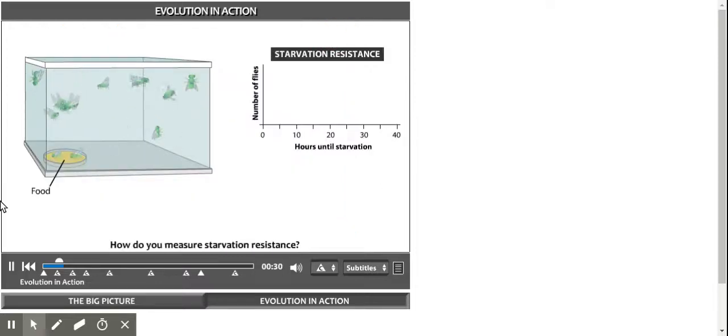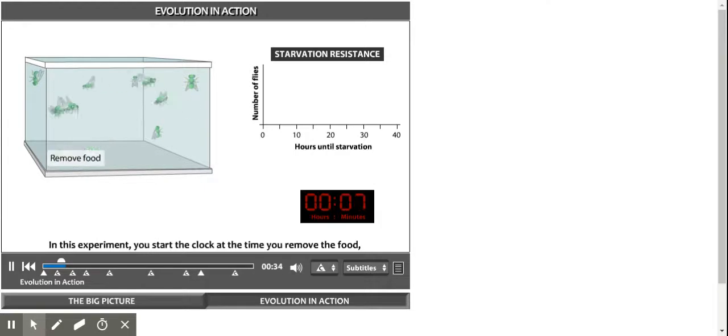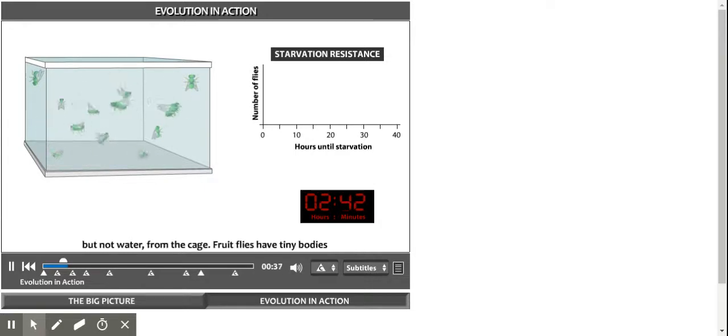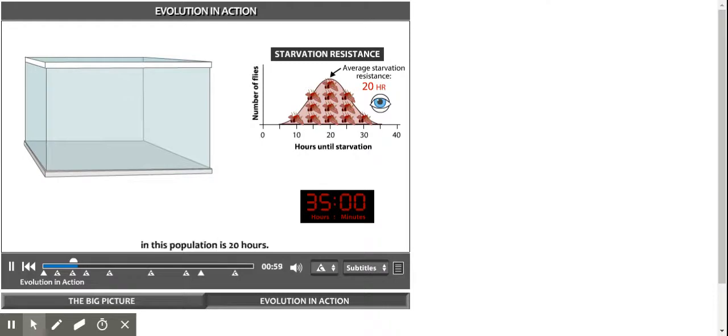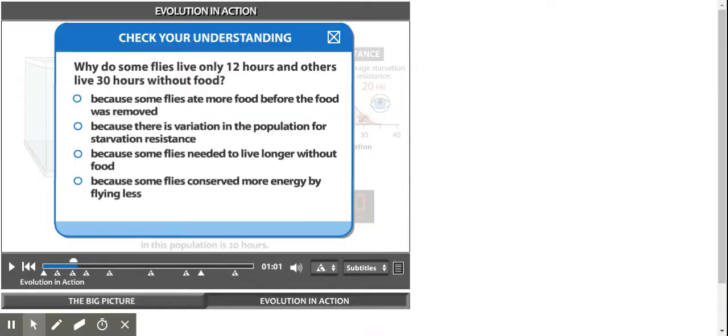How do you measure starvation resistance? In this experiment, you start the clock at the time you remove the food, but not water, from the cage. Fruit flies have tiny bodies that don't hold very large caloric reserves. After a relatively short time, they begin to die. Using a graph, you can look at the number of flies compared to how many hours they survived before starvation. From this preliminary study, you observe that the average starvation resistance in this population is 20 hours.